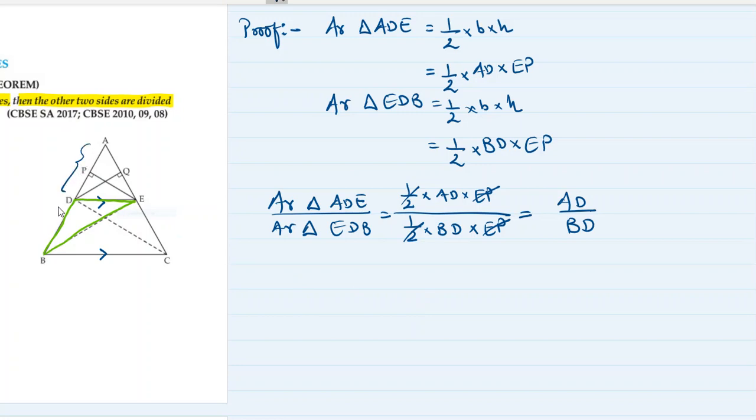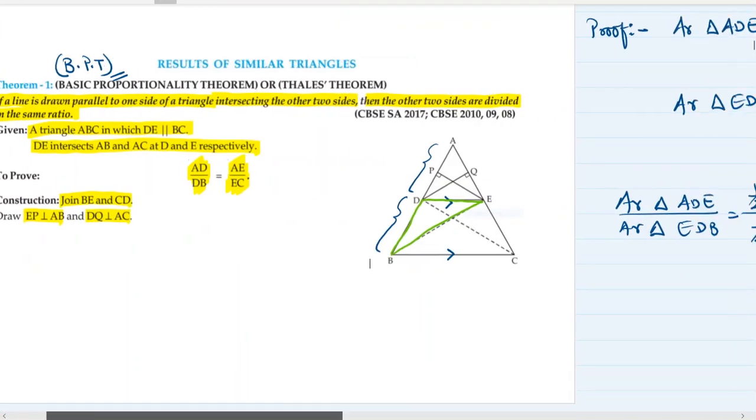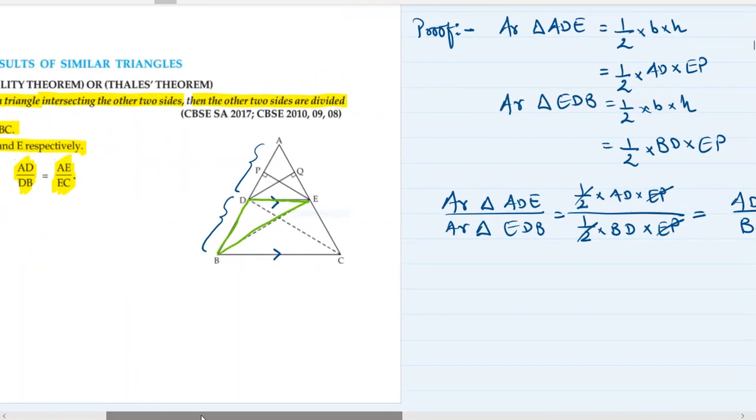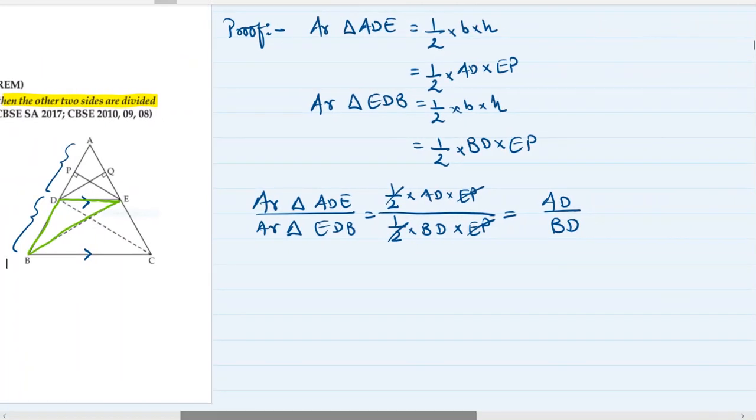If you look closely, AD is here, and BD is over here. And remember what we had to prove. We had to prove AD upon DB is equal to AE upon EC. Now, if we can prove AE upon EC to be equal to this ratio which we have just got, then I think we are done. But how to do that?